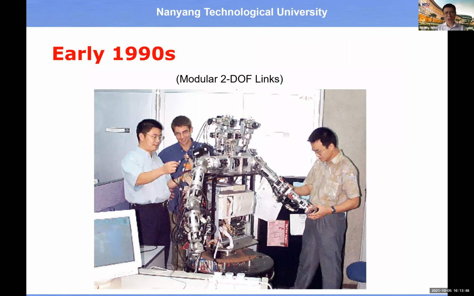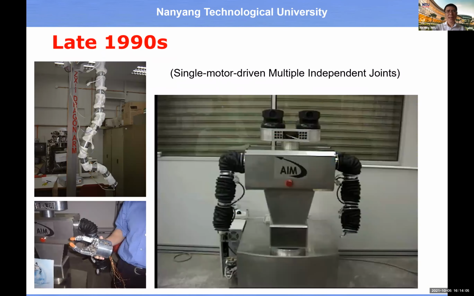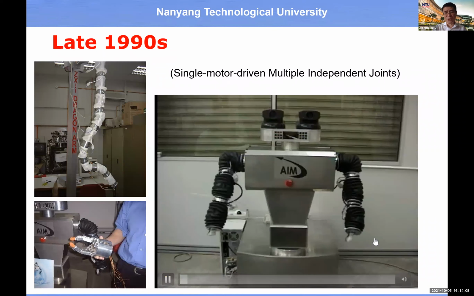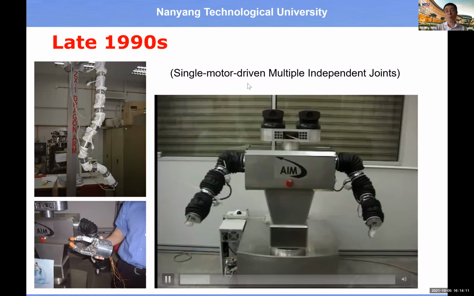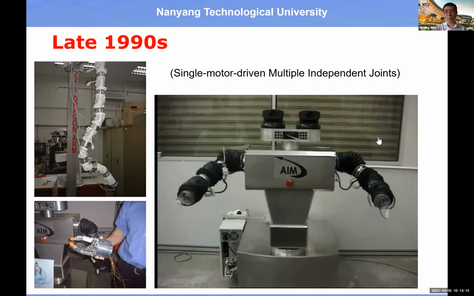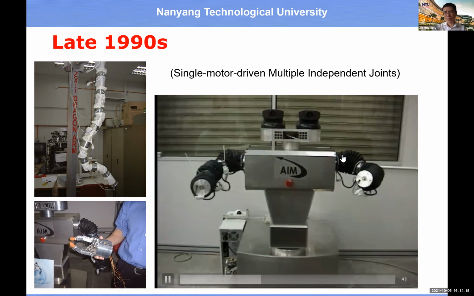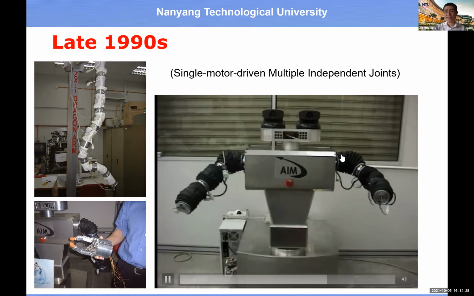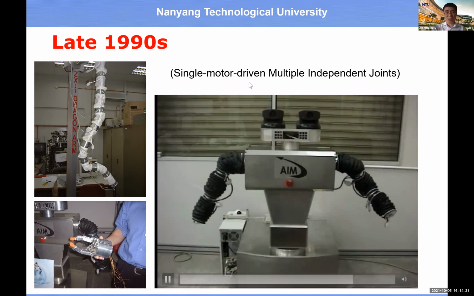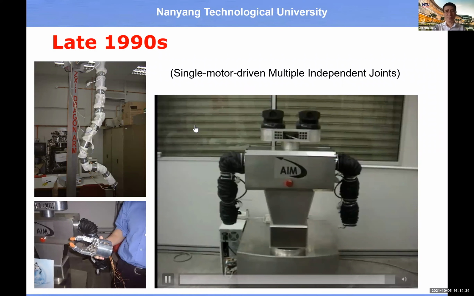Now I will share with you some of our research work in the domain of humanoid robotics. In the early 1990s, we developed the upper body of a humanoid robot. We also developed a very interesting technology, called a single motor driven multi-type independent joint. For example, for this prototype, the arm itself has 6 degrees of freedom, but inside we only have one motor. So one motor drives independently 6 degrees of freedom. This is a very interesting technology that has been developed by us.